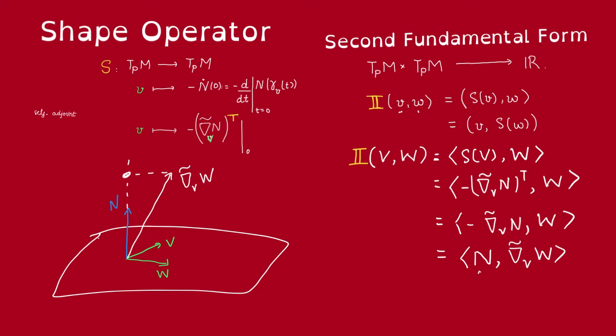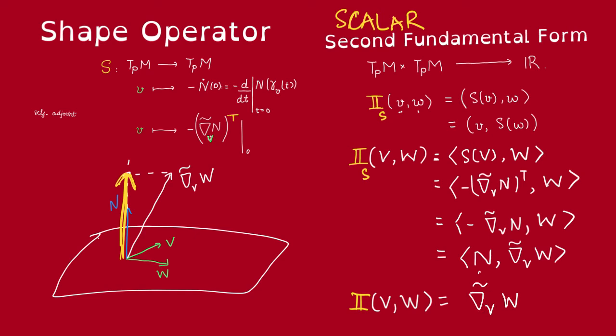Actually, some books define this as the scalar second fundamental form. So I will write this as S here for scalar. So the scalar second fundamental form is the scalar projection of this vector onto N. Now the second fundamental form itself is a vector. It's this vector itself. So it's the vector projection of this onto this. And we have a notation for that. We have mentioned that it's just the normal component of this vector.